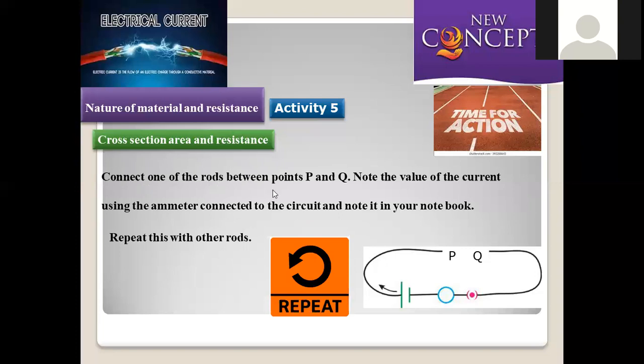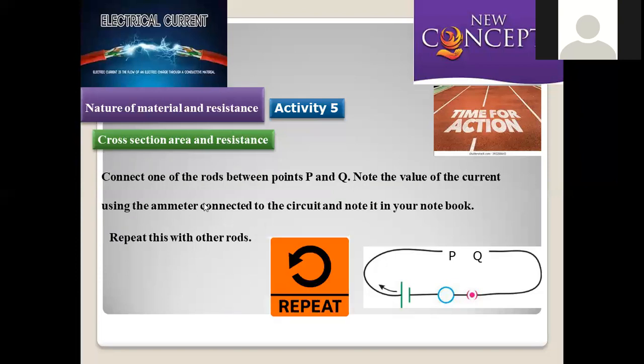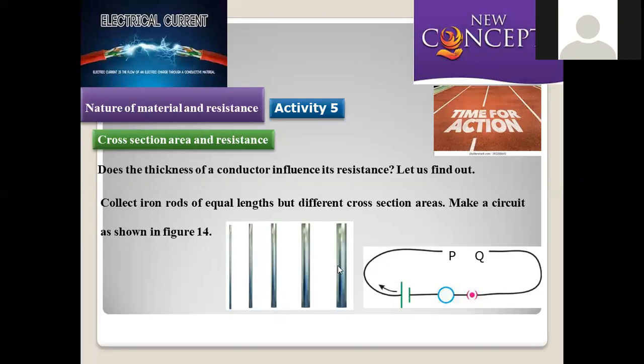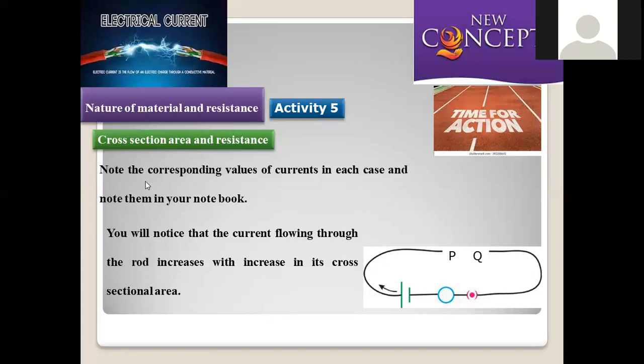Now, connect one of the rod between the P and Q junction and note the values of current using ammeter. The strength of current will be measured by using the electrical device called the ammeter. Now, it will be connected in the circuit and note down the values in this. Repeat this experiment by changing various iron rods in this manner. For example, initially we are taking very thin one and whose current strength is measured with the ammeter. Later, it will be replaced with second, third, fourth, fifth, respectively. And each and every time you are going to measure the current strength I value.